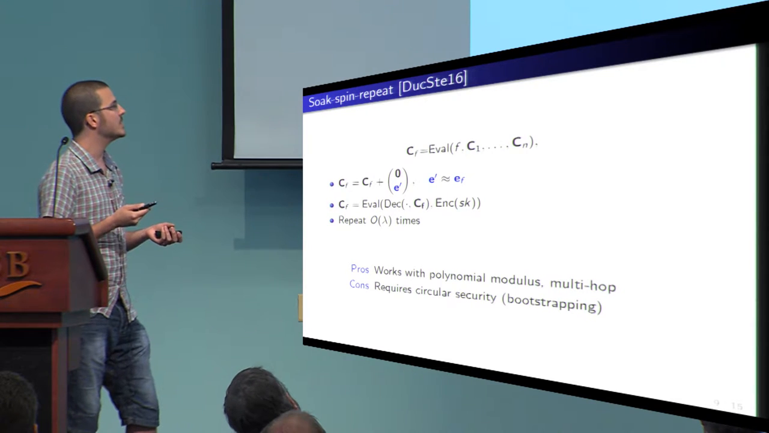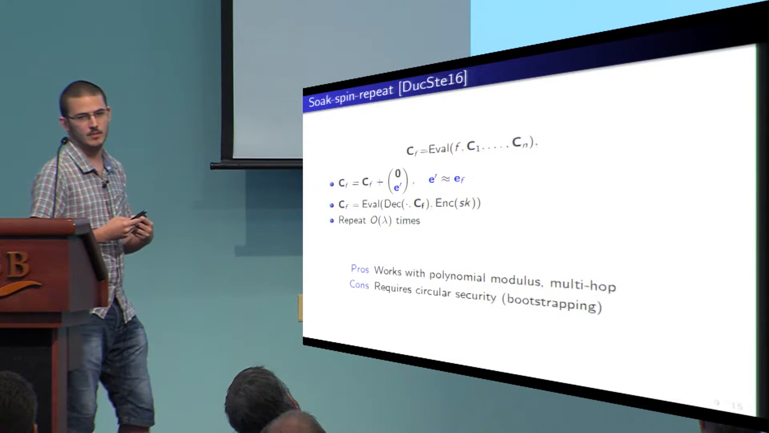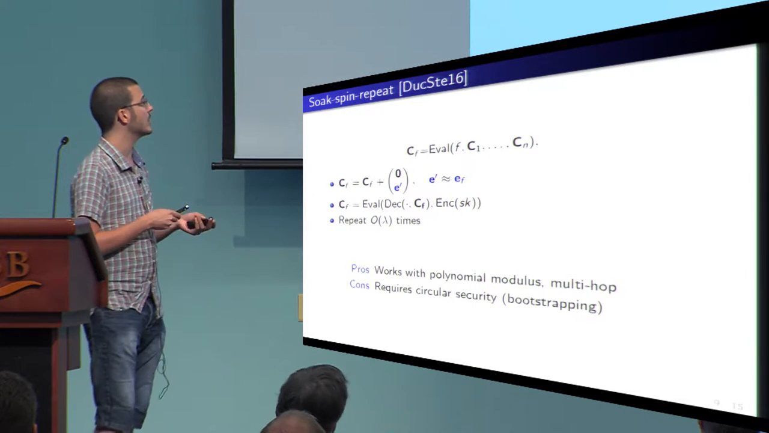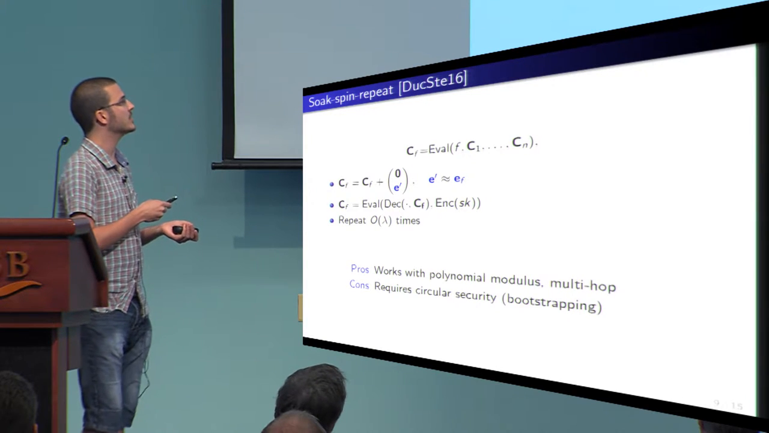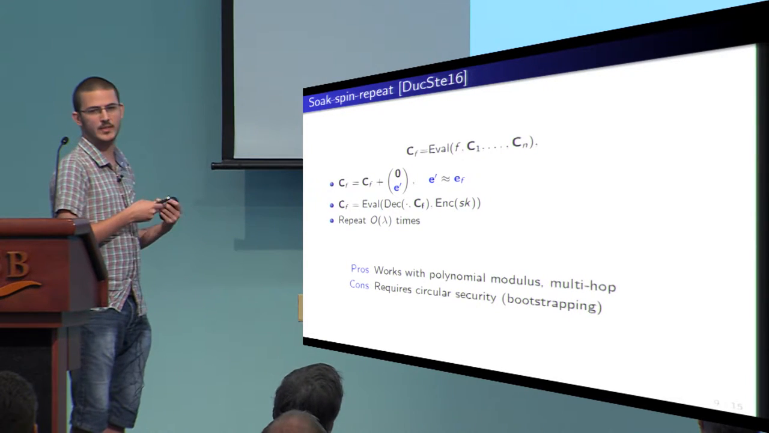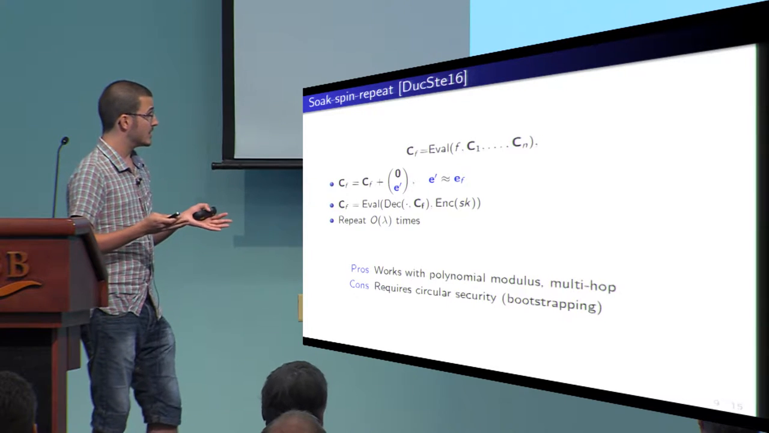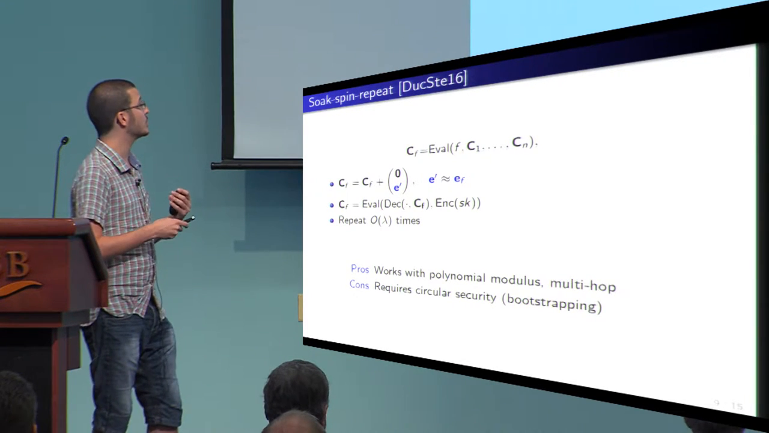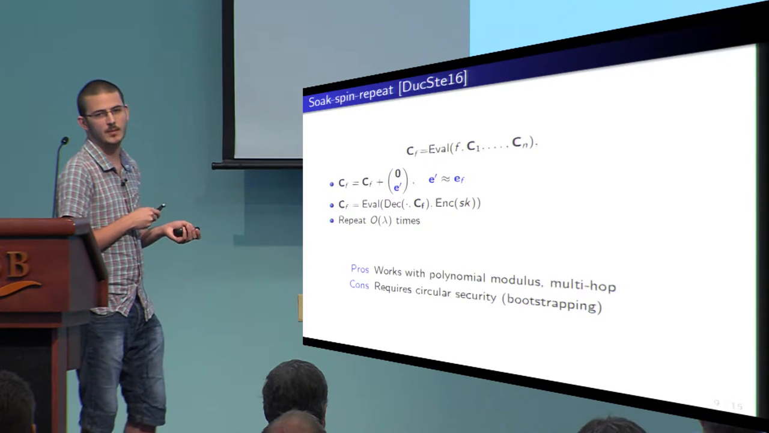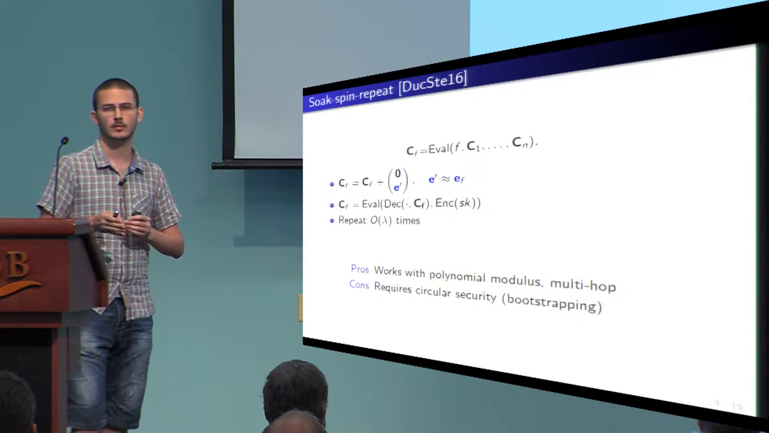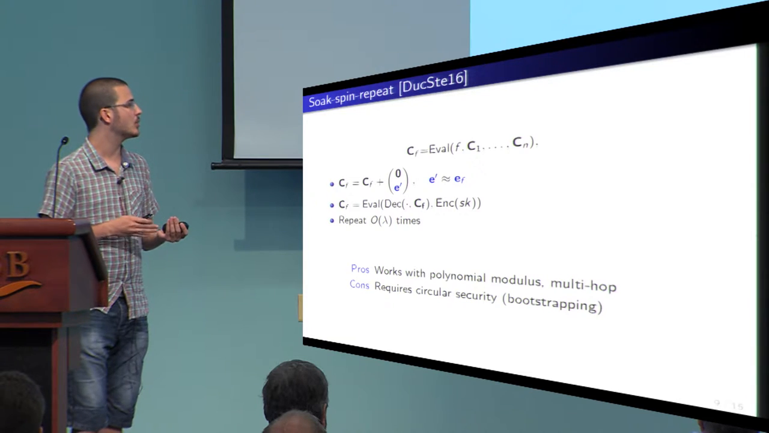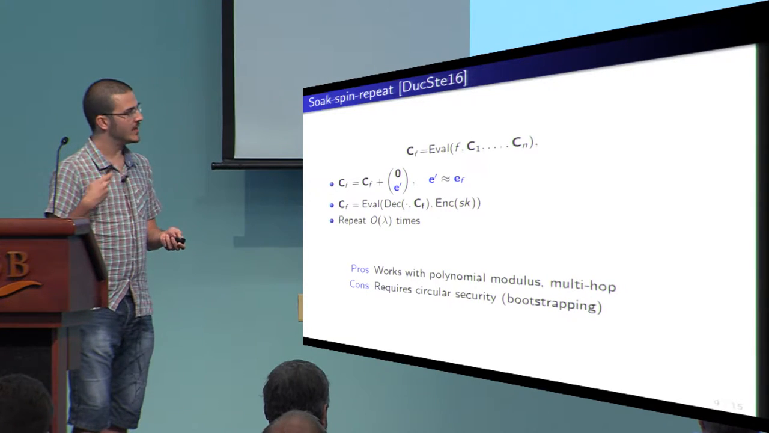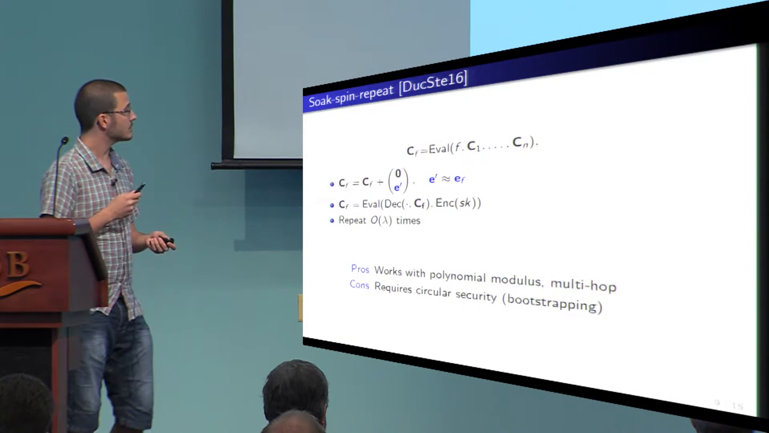And the problem is that it requires bootstrapping. So this requires a circular security assumption, since we have an encryption of the secret key under itself. This is an assumption that is not very well known. And it requires a linear number of times to bootstrap. Bootstrapping can be quite expensive, so this adds a lot of computation.